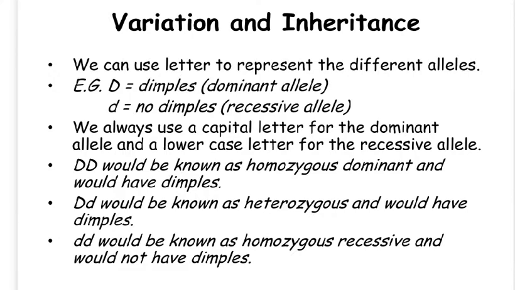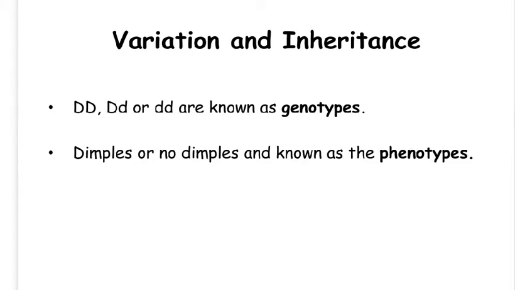Somebody with two dominant alleles would be known as homozygous dominant and would have dimples. Somebody with one dominant and one recessive would be known as heterozygous and would also have dimples. Somebody with two recessive alleles would be known as homozygous recessive and they would not have dimples. The letters that we use to show which genes a person has is known as their genotype. The characteristic that is present as a result of these genes is known as the phenotype.